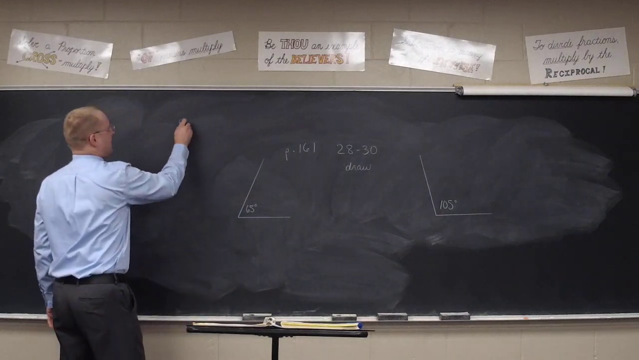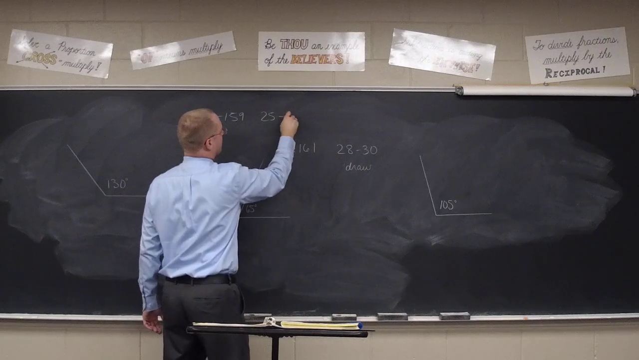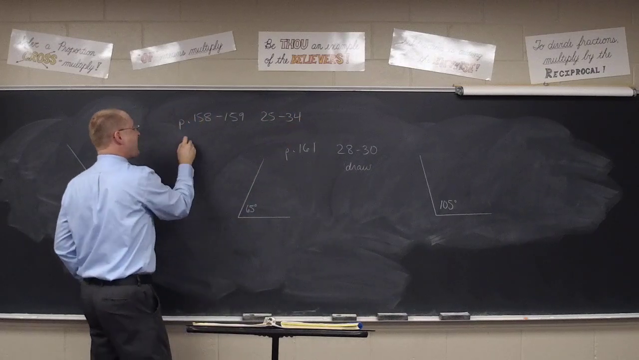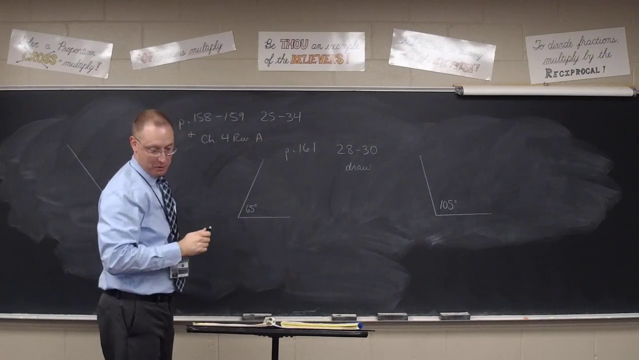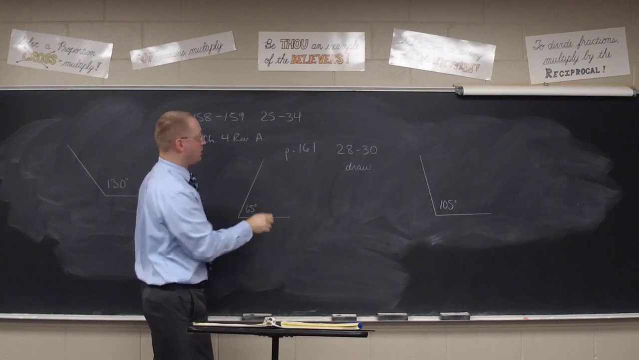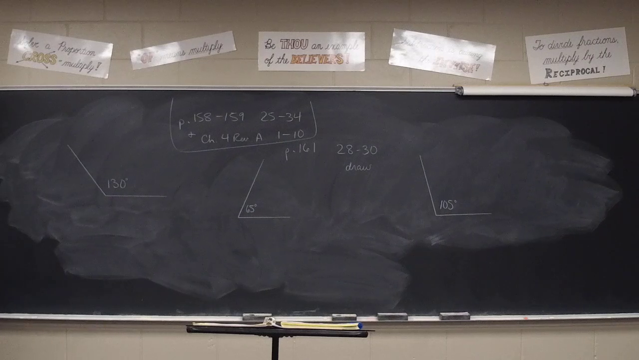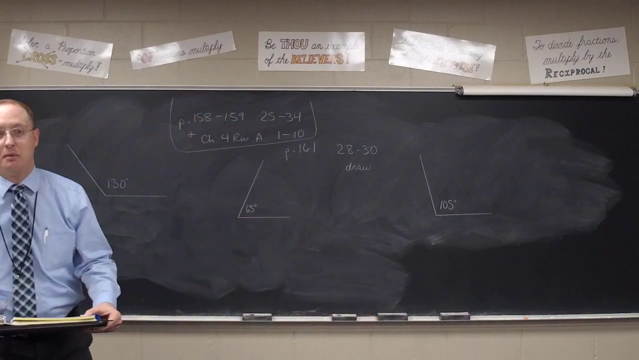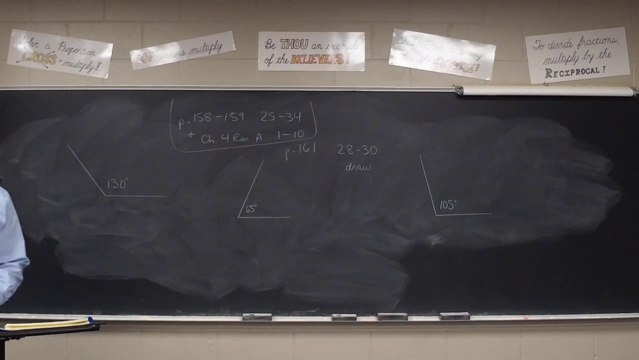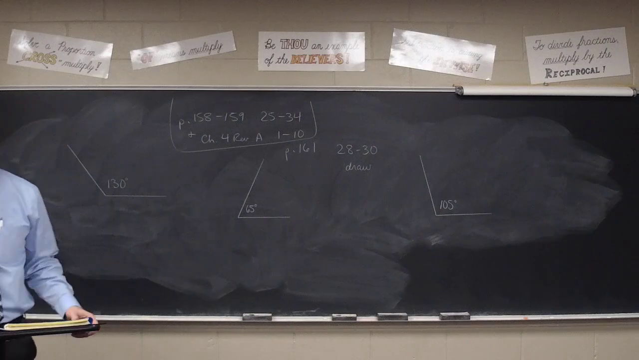I want you to do page 158 to 159, numbers 25 to 34, and the chapter 4 review A. It's at the bottom of page 159. I want you to do numbers 1 through 10. We'll go over all of this in our next lesson. Make sure you have your compasses. We haven't used them yet. Tomorrow we start using compasses, and you'll want to make sure you have those with you each lesson moving forward.